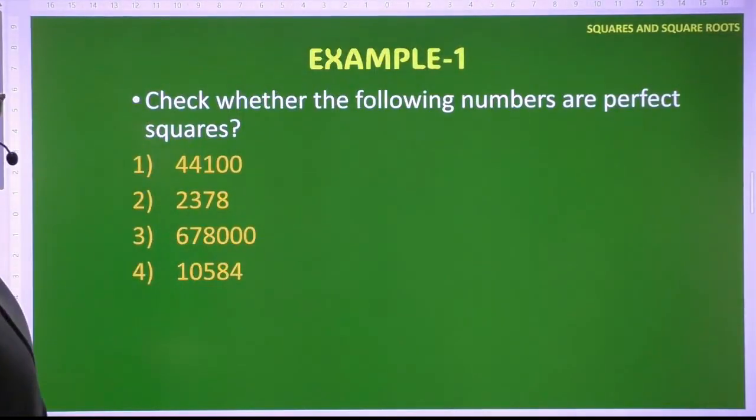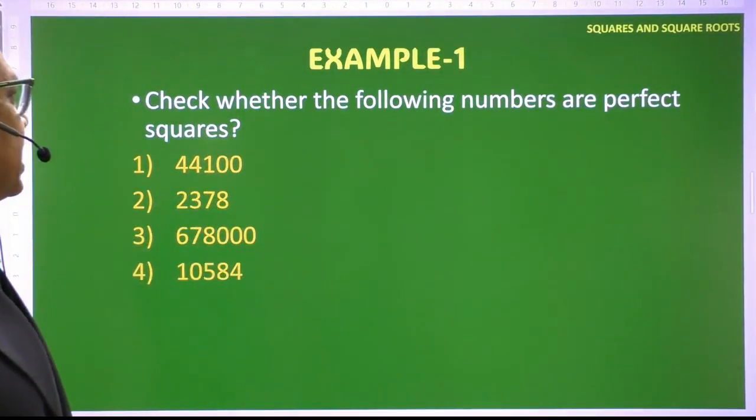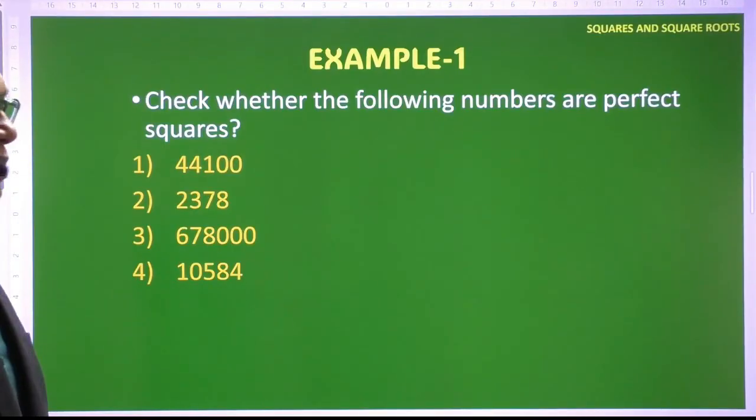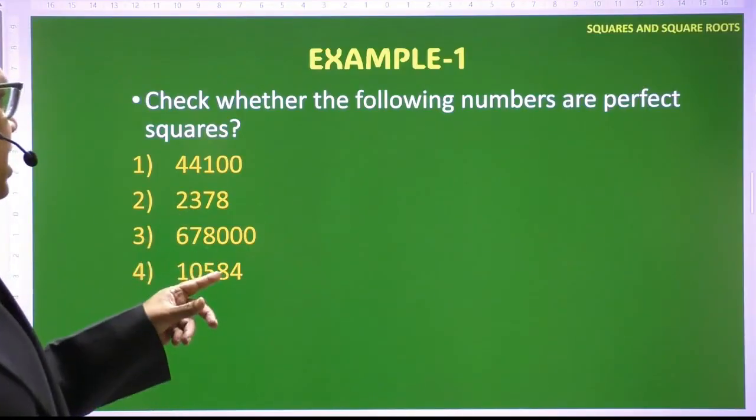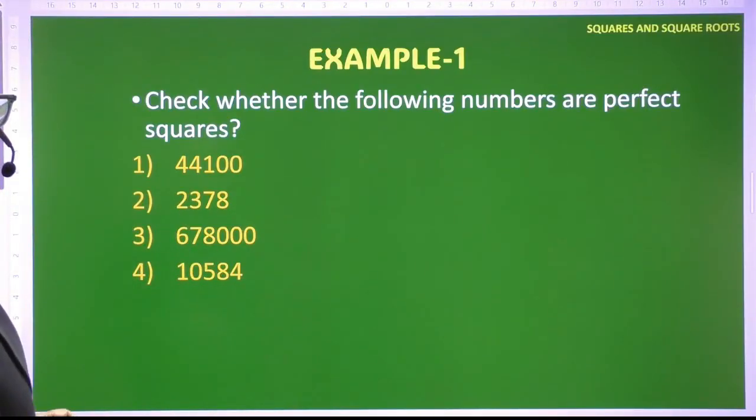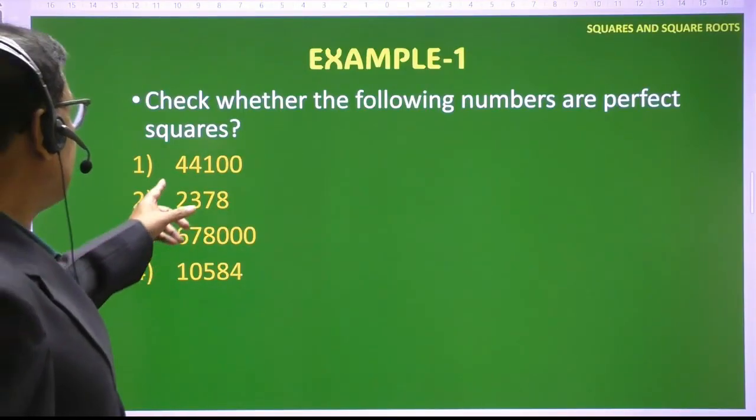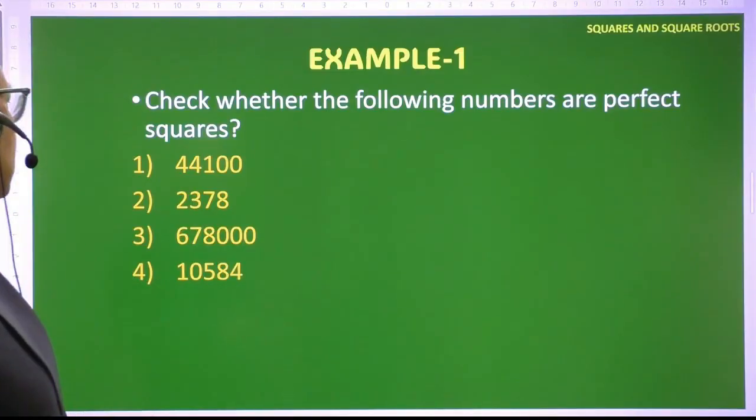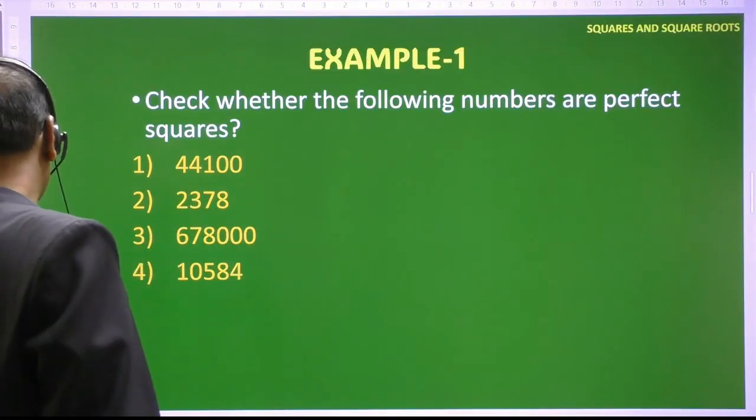Now we will discuss one example. Check whether the following numbers are perfect squares. Here 4 numbers are given. We have to check which one is a perfect square and which one is not a perfect square. So one by one I'll do. The first number is 44100.